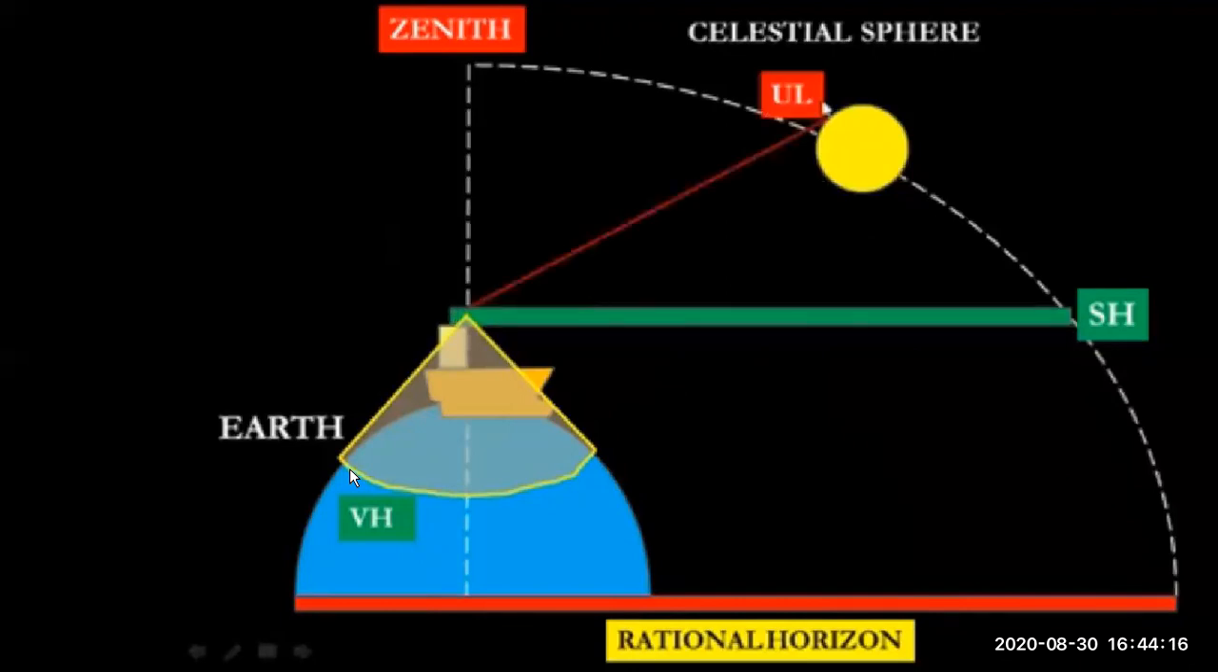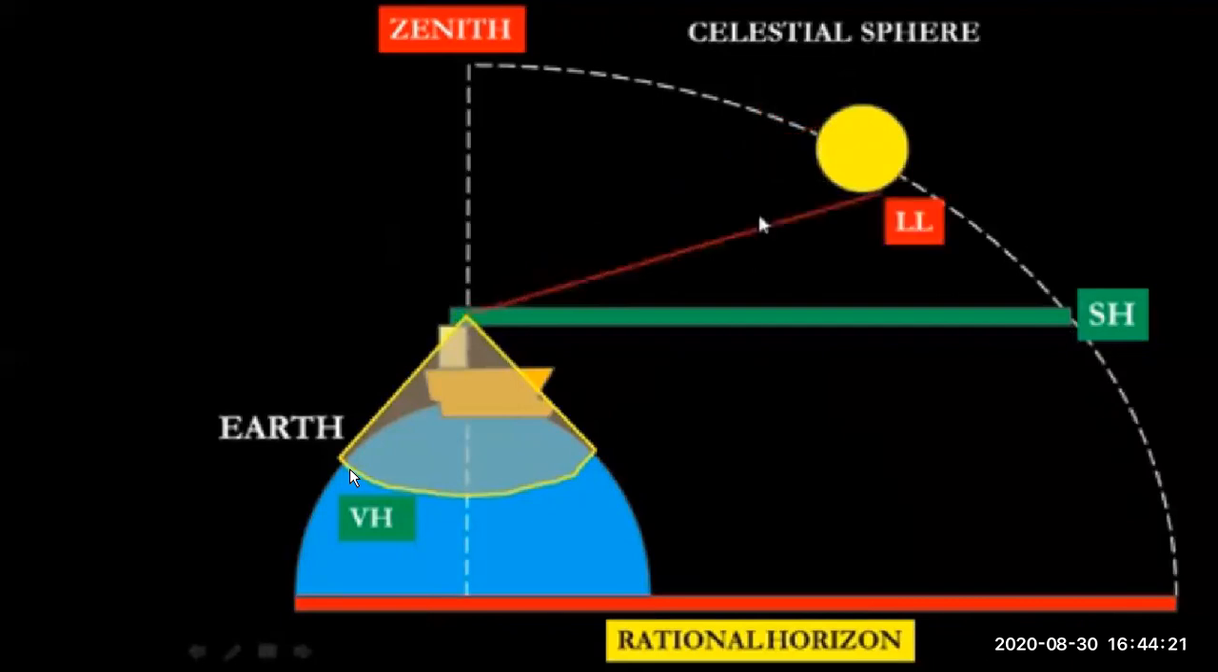So basically, either we take the upper limb of the sun, or upper edge of the sun, or we take the lower limb of the sun, that is the lower edge, when we are measuring the sextant altitude. Mostly we use the lower limb because it is easy to bring down the lower limb. So we are measuring the angle from the visible horizon to the lower limb of the sun.